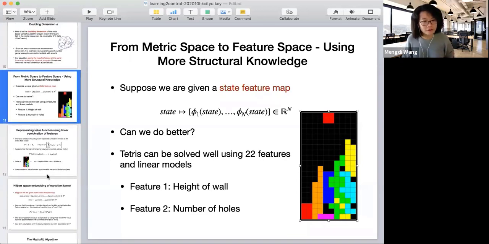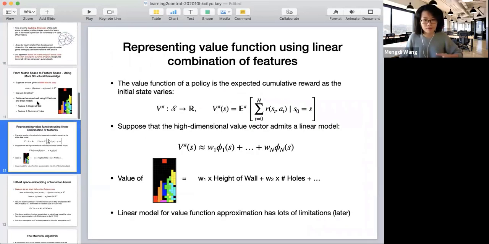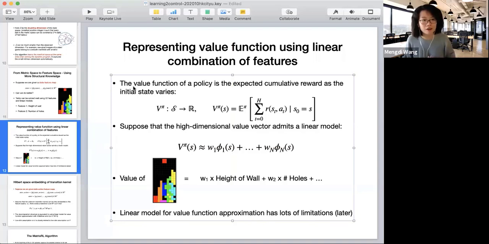So the reason to use features is, fundamentally, we are trying to represent unknown functions in the high dimensional space by using fewer parameters. In any dynamic programming algorithm, usually we need to calculate or estimate some value function of some policy. And the value function is going to be a function that takes as input some state. But the complexity of the value function is really the size of the state space.